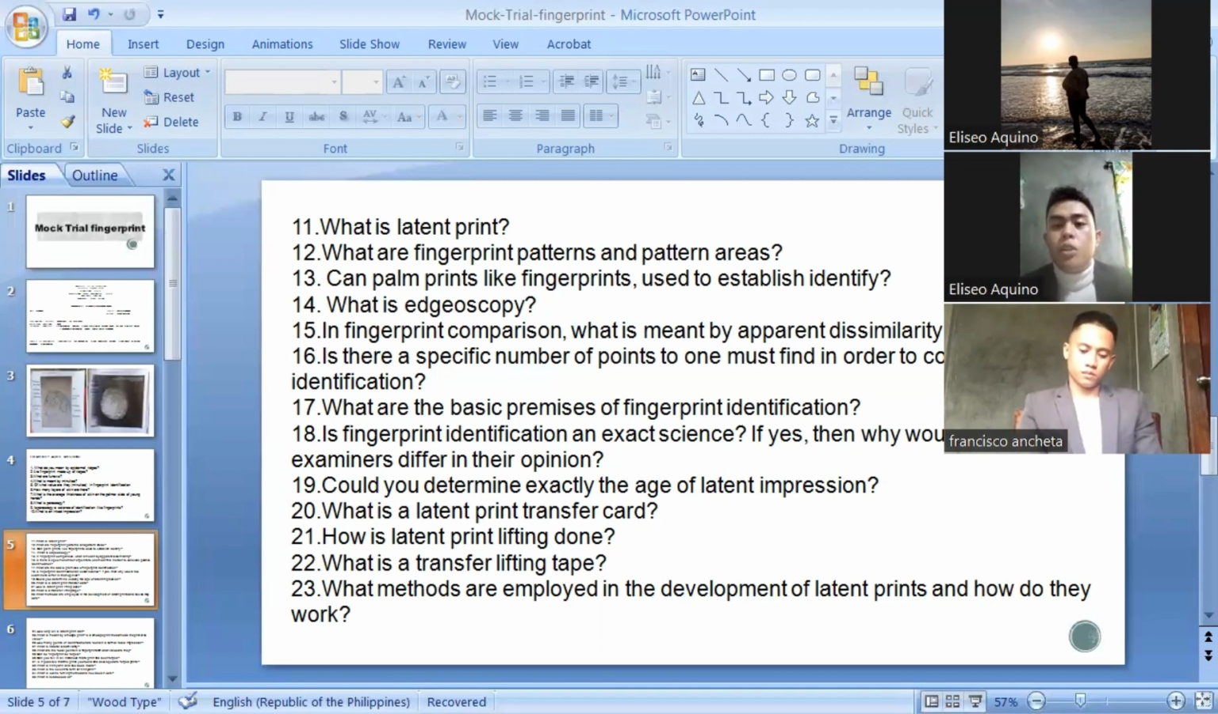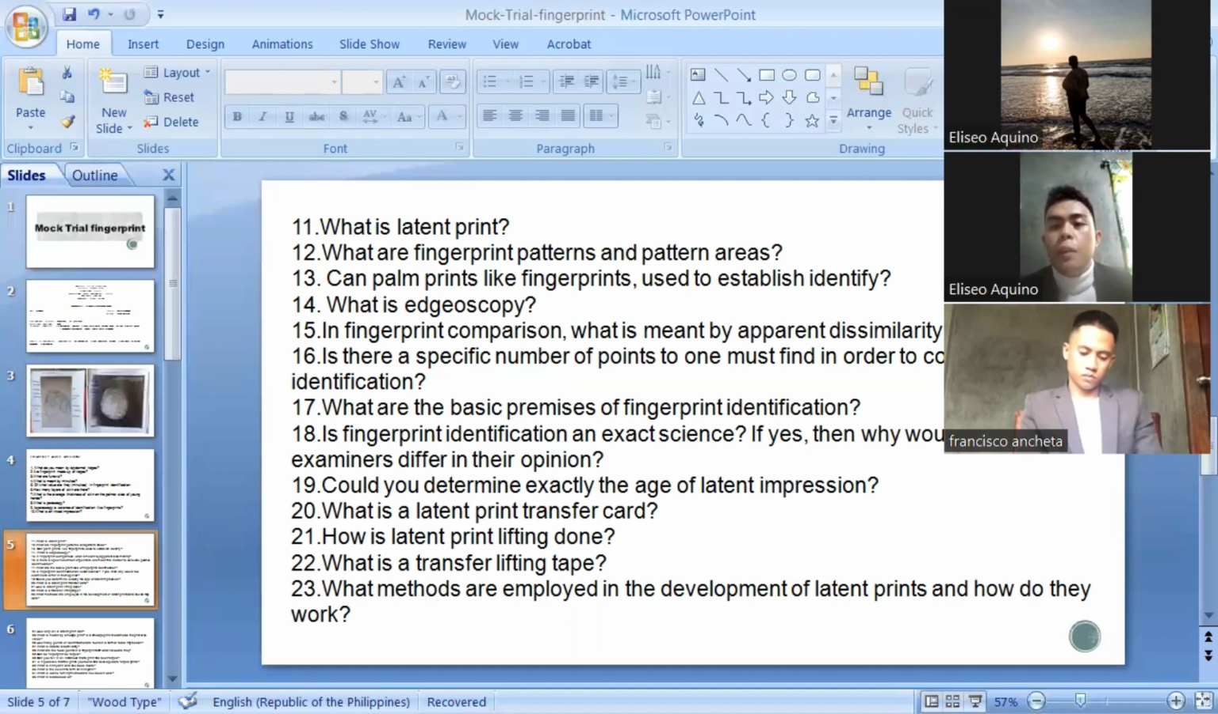What is transfer lifting tape? It is a double-sided, pressure-sensitive adhesive that contains a removable paper, which is used to join two substrates.